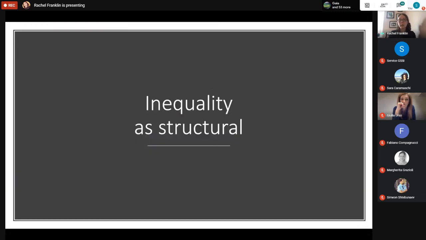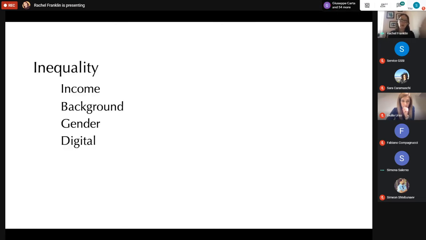Okay, so I'll talk a little bit about inequality, which I think is a term that we use in different disciplines differently, but we also understand, I think, individually in different ways. One way of thinking about inequality is as structural. That is that we all operate within larger structures that privilege some groups over others, some places over others. We could think about inequality in terms of income, those who are more well-to-do, those who are poorer, background, which could be ethnicity or religion, gender, certainly. And increasingly, we talk about digital inequality, that is, who has access and is able to make use of new technologies that are coming online.